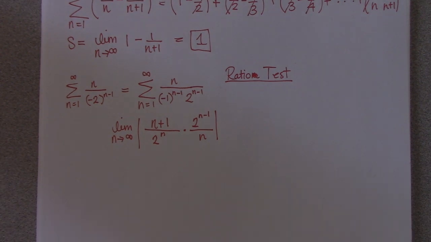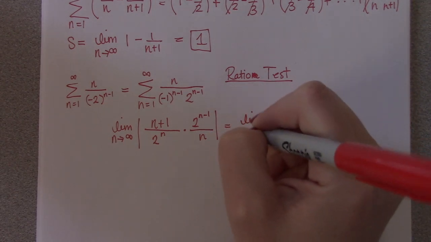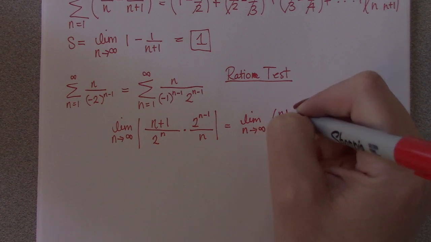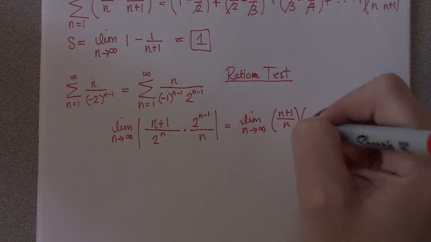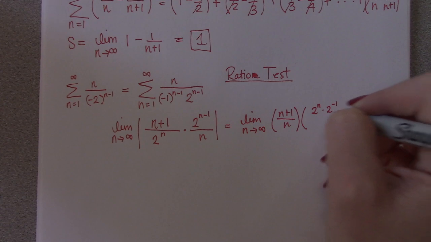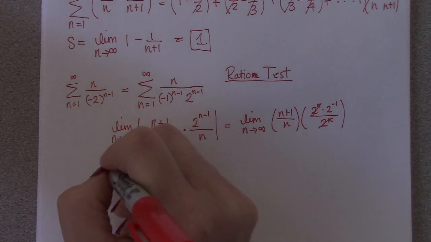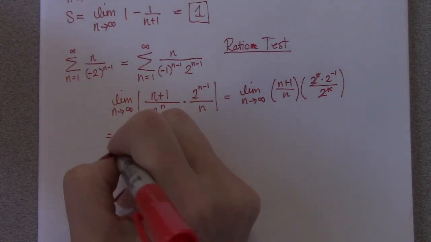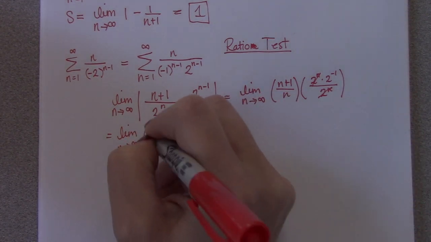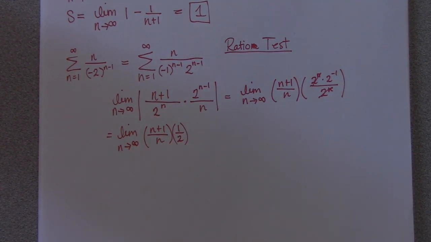The reason I drew the absolute value bars on the first step is because I wanted to show that I was legitimately removing the negative ones. Now, nothing else in here will ever be negative. So what I want to do is regroup the terms. Let's put the n's together and let's put the 2's together. So 2 to the n minus 1 is 2 to the n times 2 to the negative 1, over 2 to the n. The 2 to the n's cancel. And so now I'm left with n plus 1 over n times 1/2, because 2 to the negative 1 is 1/2.